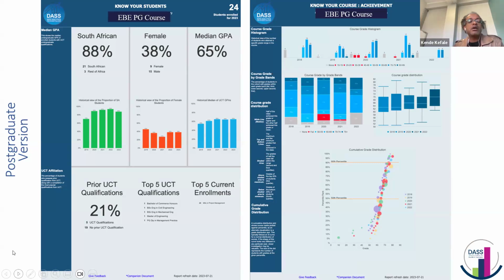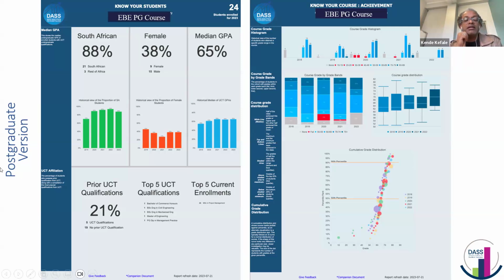That is, where the students are coming from, what the gender breakdown is, as well as what their median grades were before they joined. UCT's requirements for honours and further studies require about 65% attainment, so consistently you will see that 65%. In addition, we have listed what prior UCT qualifications they have, and, if they are not from UCT, where they received their previous qualifications.